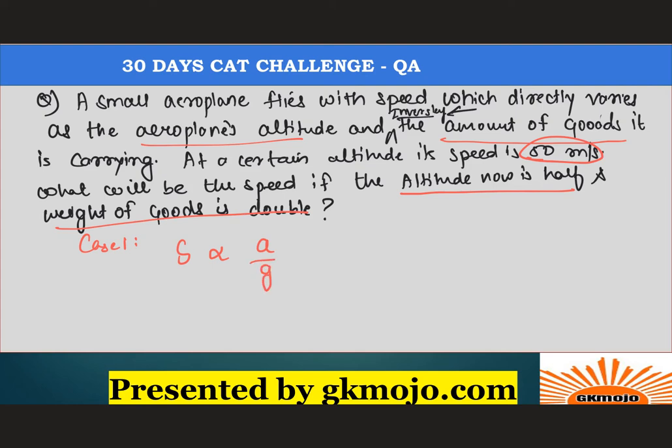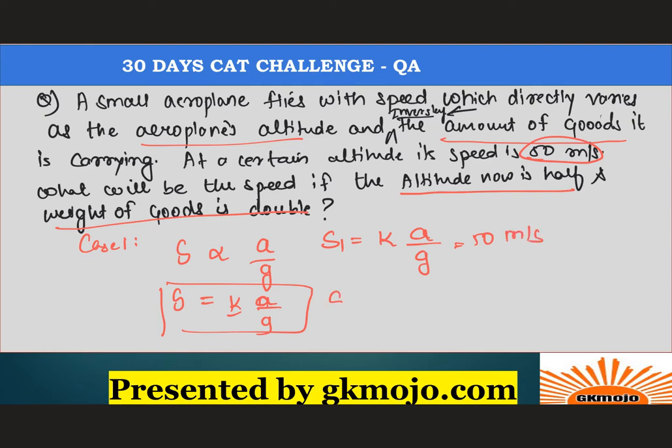So this is how you get proportionalities. Whenever you get a proportionality, guys, if you want to make this equal, just introduce a constant. This constant remains the same for all the calculations. So this is k, an arbitrary constant that we have taken. Now in case 1, this k remains as it is, there is this altitude A, and let's say the amount of goods is G, and the speed is given as 50 meters per second.